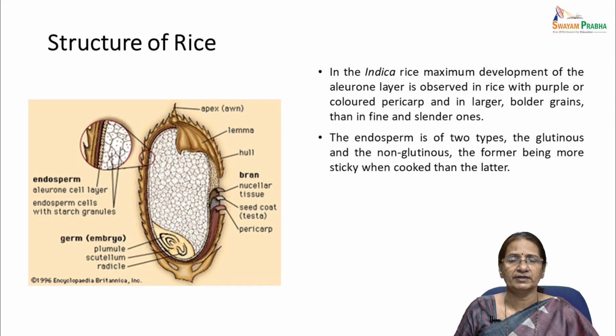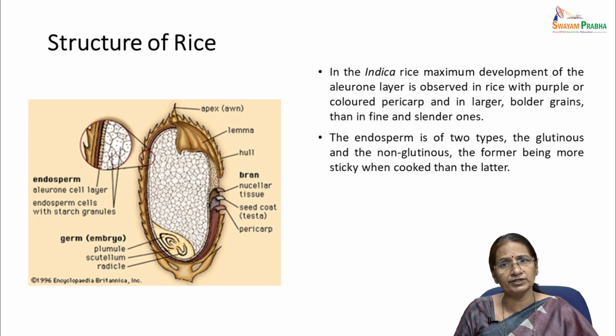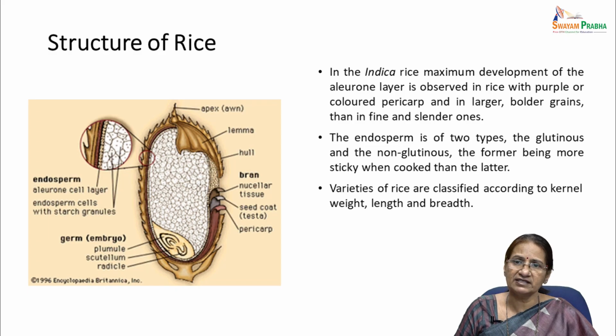The endosperm is of two types, the glutinous and the non-glutinous, the former being more sticky when cooked than the latter. Varieties of rice are classified according to kernel weight, length and breadth.